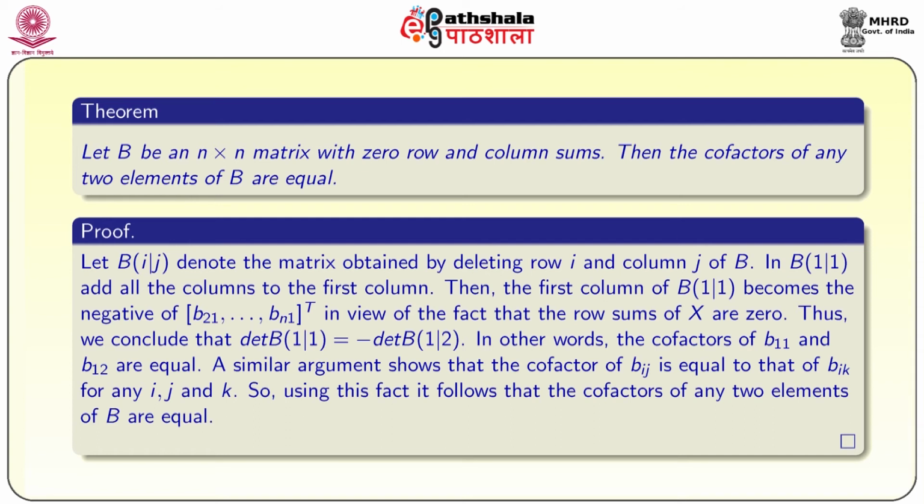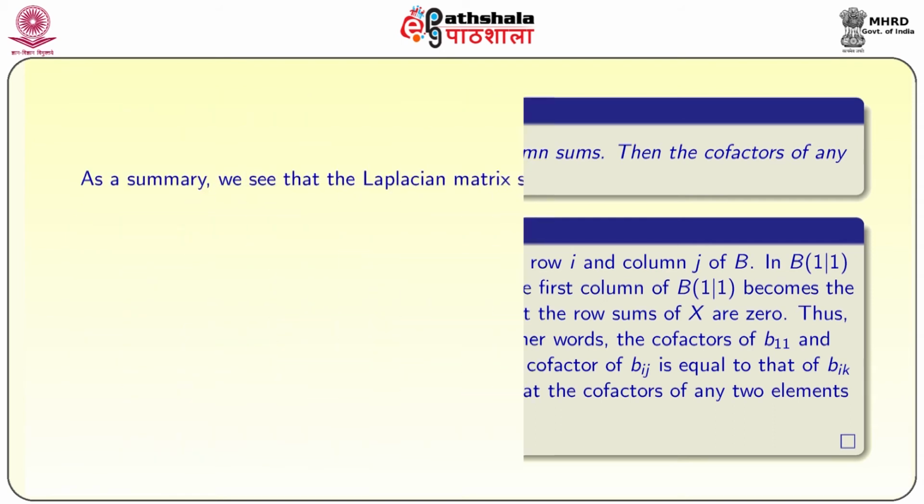A similar argument shows that the cofactor of B_{ij} is equal to the cofactor of B_{ik} for any i, j and k. So, using this fact, it follows that the cofactors of any two elements of B are equal. What we proved in this result is: if B is an n by n matrix with zero row and column sums, then the cofactors of any two elements of B are equal. This is going to be useful.